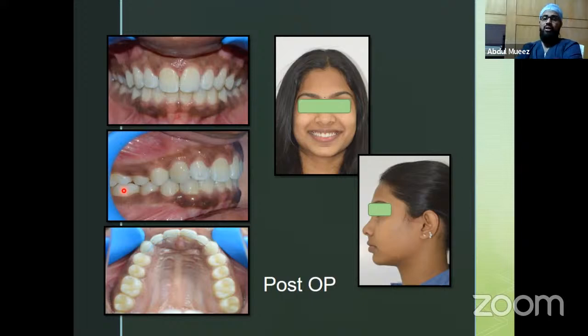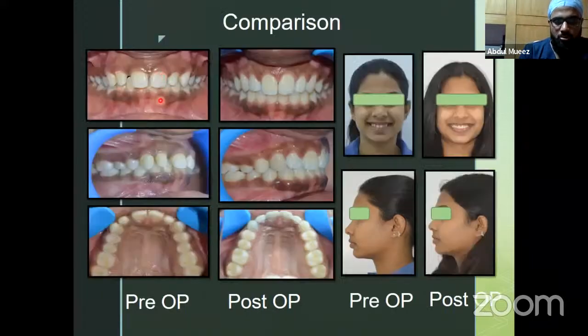But this is not the end of it. We went ahead with the gingivoplasty. I can show you in the pre and post op. We went ahead with the restoration to get good proportionate teeth, and then finally retainers. So it is really mandatory to take the help of all of these.